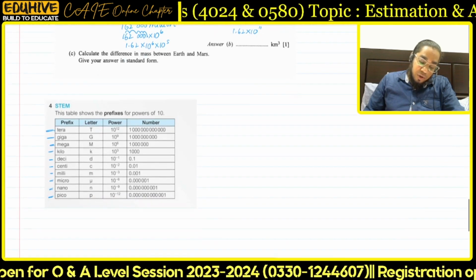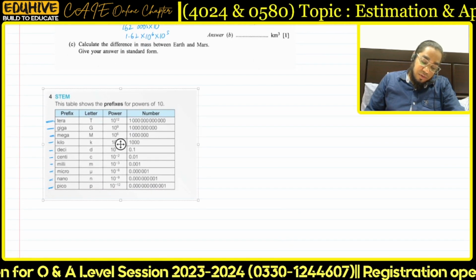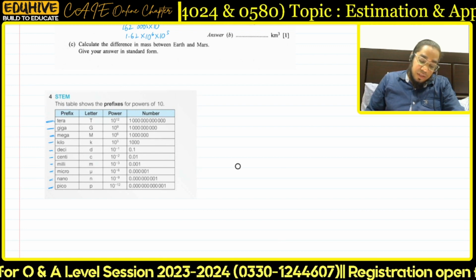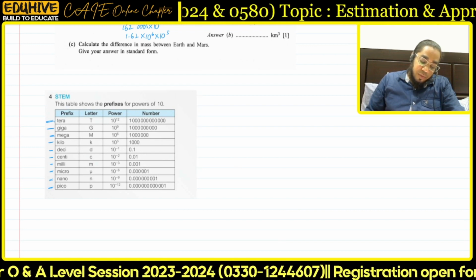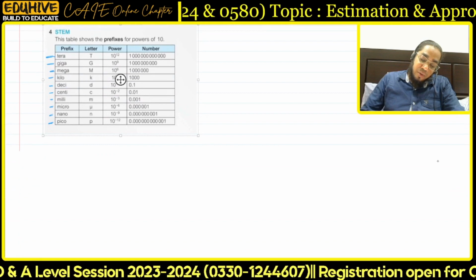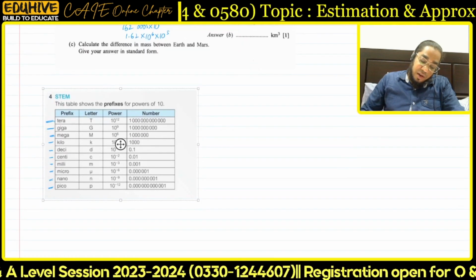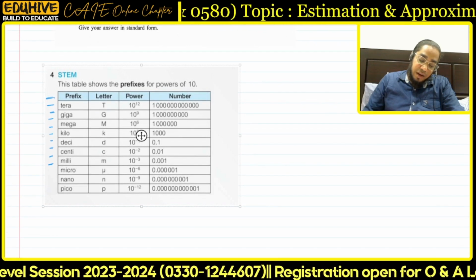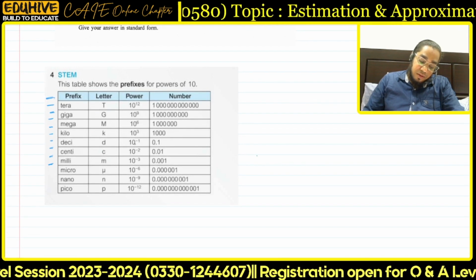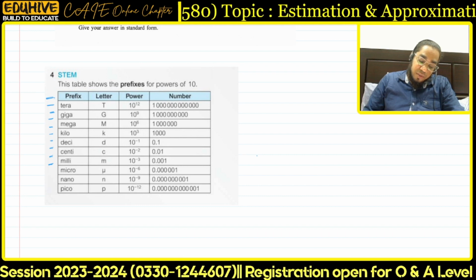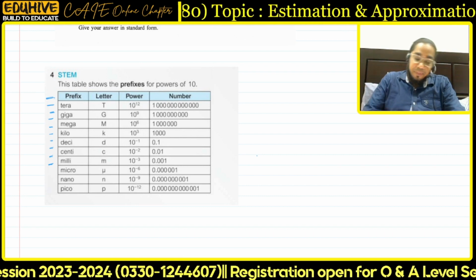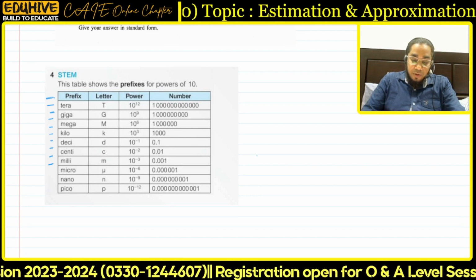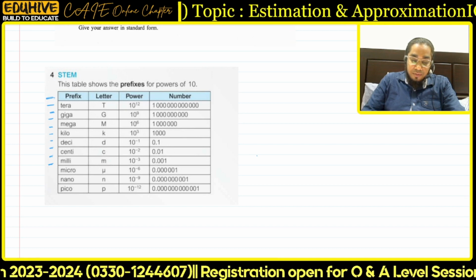I want every one of you to take a screenshot of this, because it is very important for you to remember where the point should be and how the point should be. These are the powers which represent the point. Just take a screenshot of it, and when you are done, let me know and I'll go to the other part of the question.